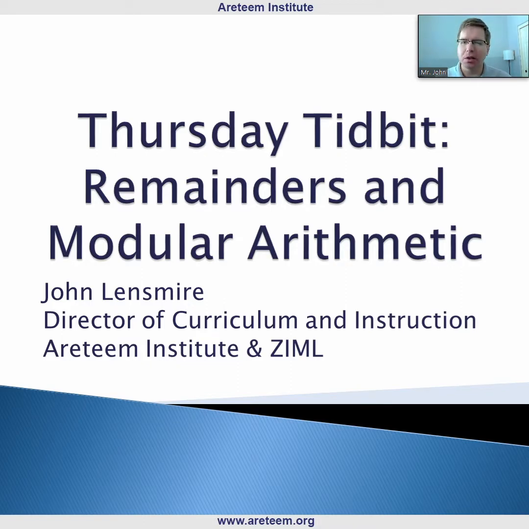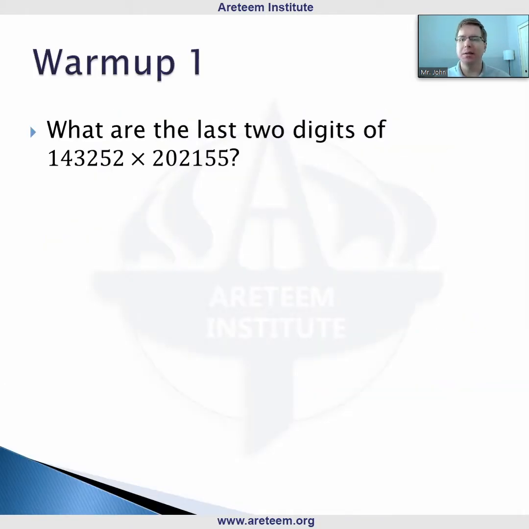Let's get started with an easy problem here where we want to do some multiplication. So we want to find the last two digits of 143,252 multiplied by 202,155. So we want to find the last two digits of this at the end.